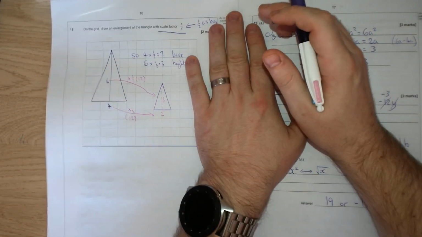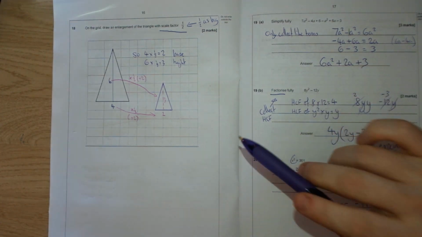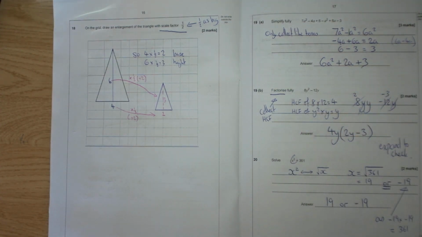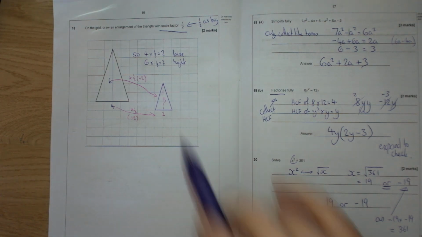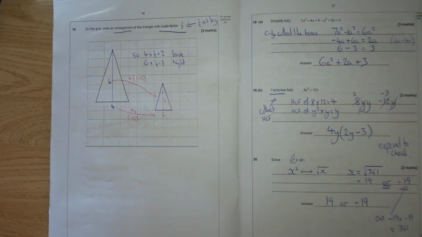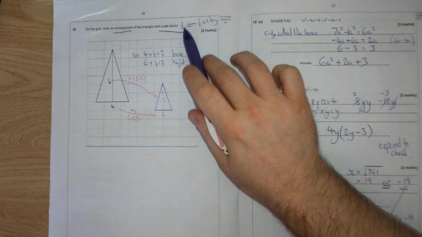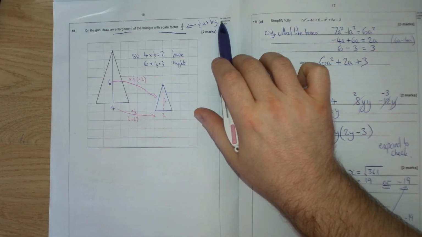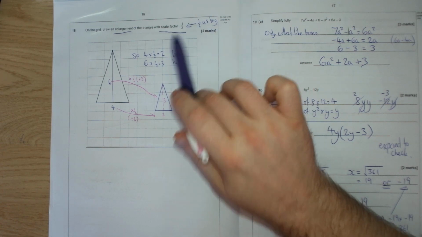Right, question 18. A lot of confusion from a lot of people with this one. On the grid, draw an enlargement of the triangle with scale factor half. The problem was the word enlargement. Enlargement does not have to mean make bigger. Enlargement means change the size. So a scale factor of half means everything's going to be half as big. We're going to multiply each side length by a half.